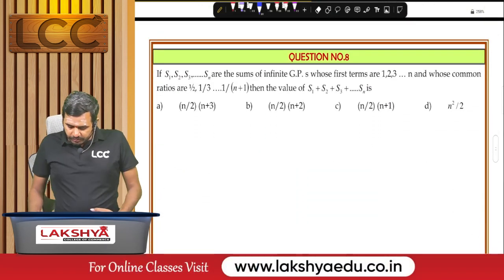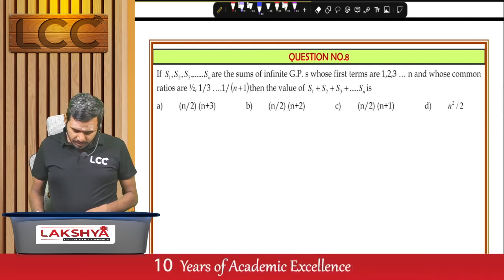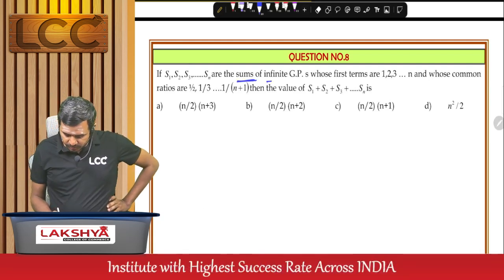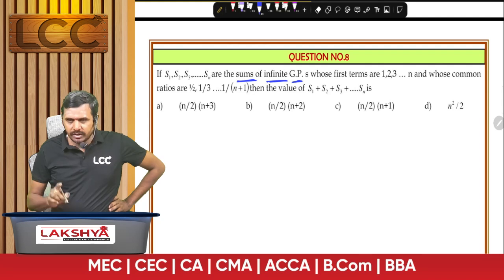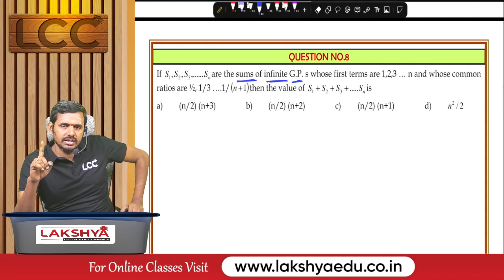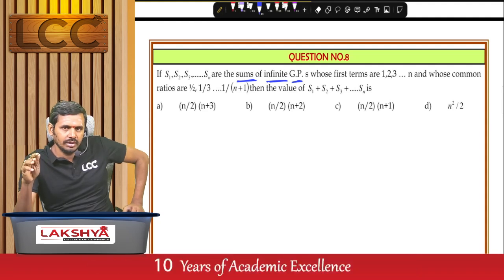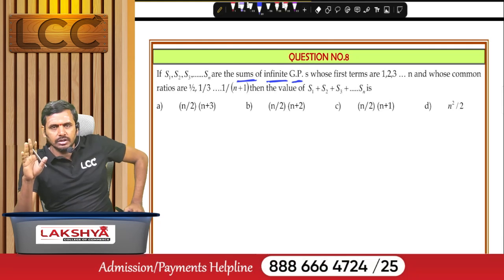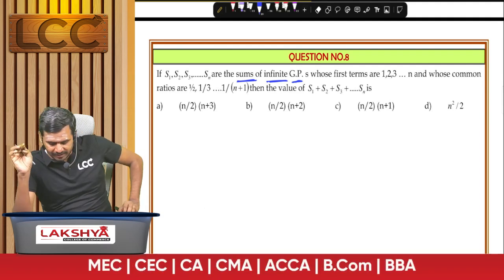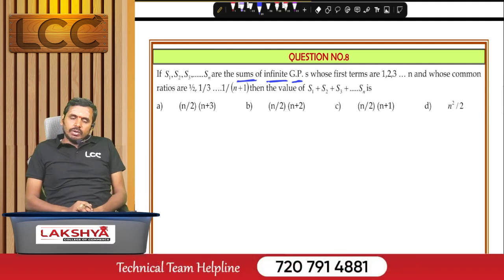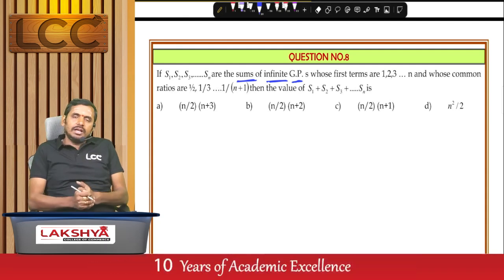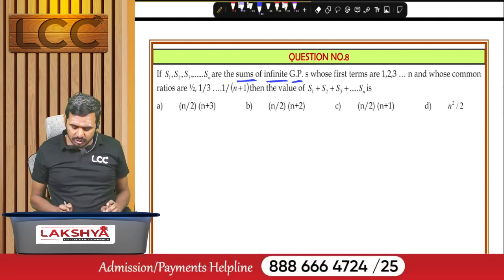Next, see one more different problem in sum of infinite terms of GP. See, if S1, S2, S3, and so on, Sn are the sums of infinite GPs. S1 is one sum of an infinite GP, S2 is another sum of an infinite GP, S3 is one more sum of infinite terms of GP, and so on. S1 first term is 1, S2 first term is 2, S3 first term is 3, continuing like that. And S1 common ratio is 1 by 2, S2 common ratio is 1 by 3, continuing like that. Then what is the value of S1 plus S2 plus S3 and so on?